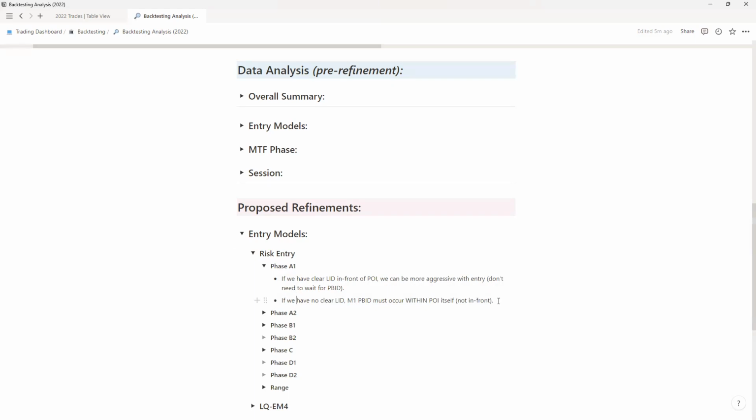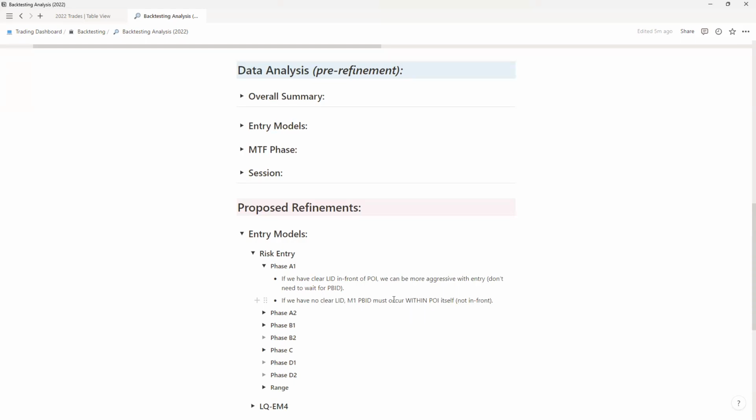Well, I would have gone through all of my risk entries in phase A1, and I would have seen that the majority of my losses either had no clear leg inducement or no pullback inducement within the POI. And then I would have seen that the majority of my wins, if they didn't have leg inducement, had pullback inducement within the POI itself.